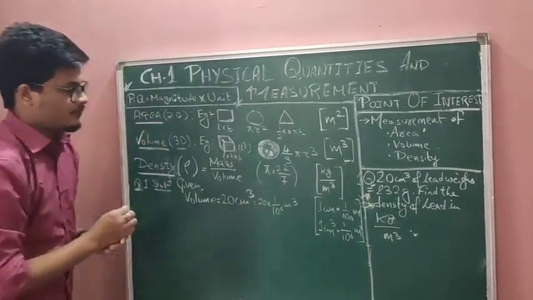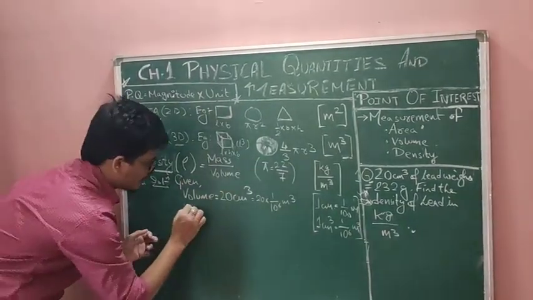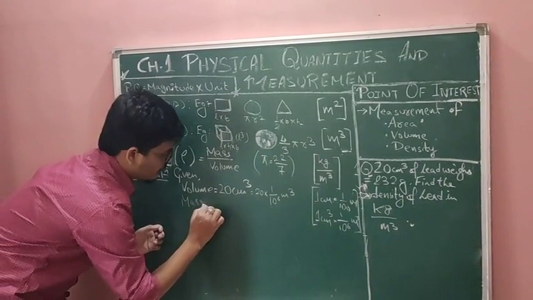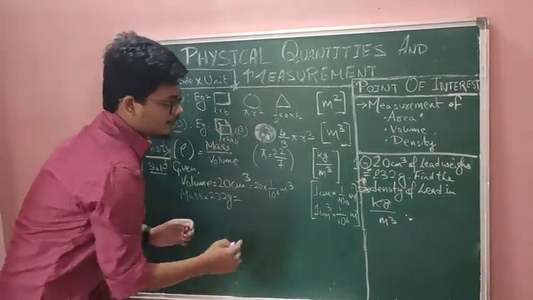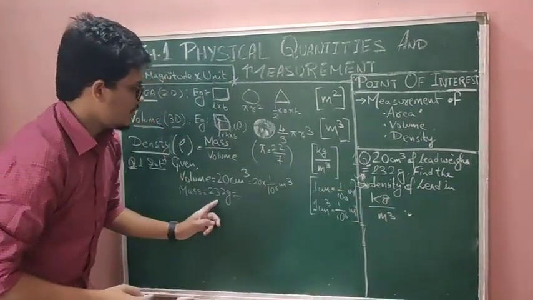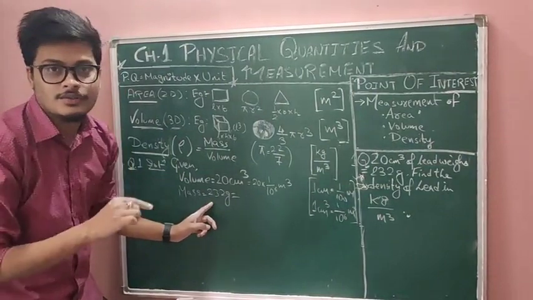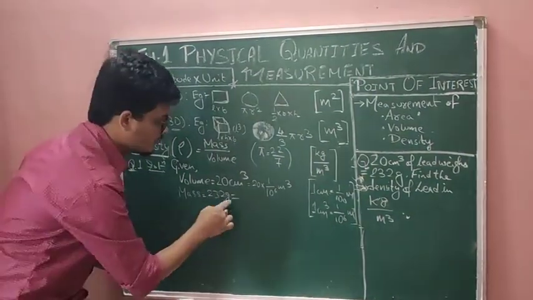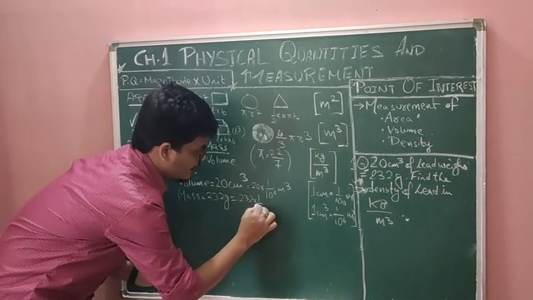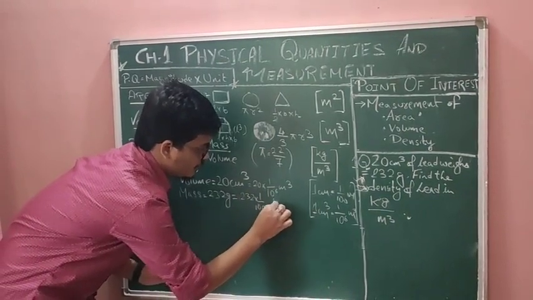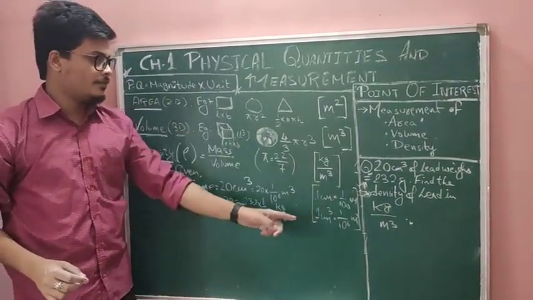meter cube. Very easy. Next given to us is our weight, that is your mass. Mass is also given to us, how much? 232 gram. We also know that we have to convert this to kilogram. So 1 kilogram is 1000 gram. So 1 gram is 1 by 1000 kilogram. So 232 gram will be 232 into 1 by 1000. You have to divide by 1000 to get kilogram. Now we have converted to these units, kilogram and meter cube.